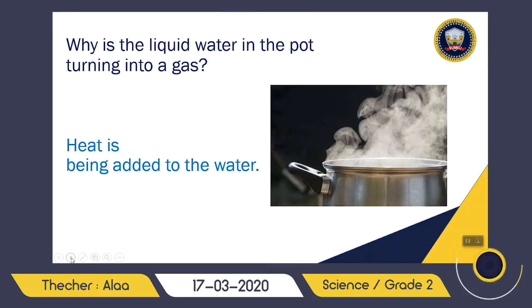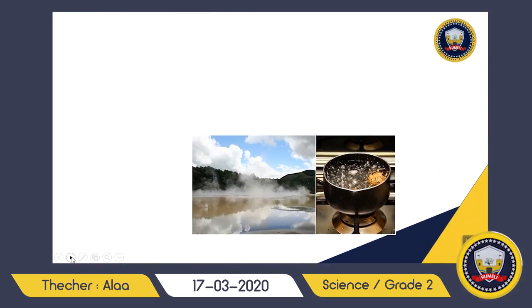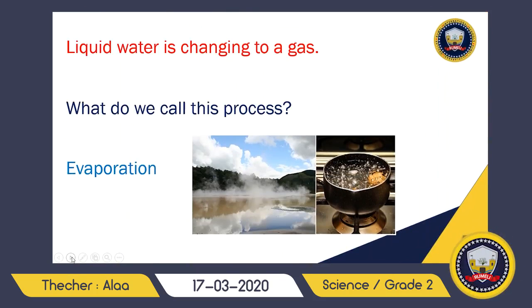Now, why is the liquid water in the pot turning into a gas? Why does liquid water turn into a gas? Okay, when we add heat to the water, it turns into a gas. So heat is being added to the water, and the water turns from liquid into a gas. Okay, let's see the other one. Liquid water is changing to a gas.